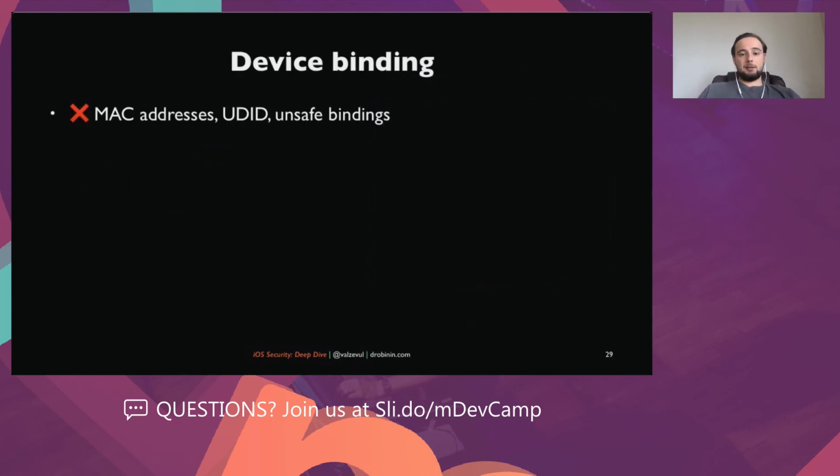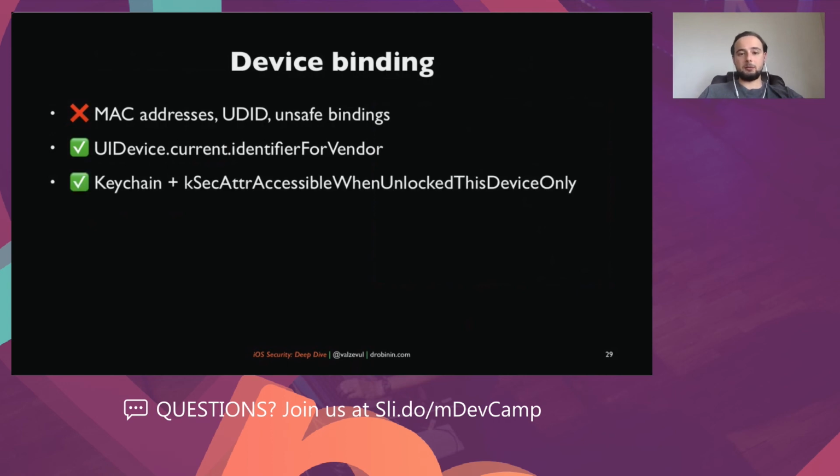Device binding is simpler. You cannot rely on the MAC addresses and unsafe bindings and the device ID, but you can use the identifier for vendor to do device binding. You can rely on the keychain by locking it to that device only. Or if you use Google services, they have the instance ID, which works in a similar way to the identifier for vendor, so can be used in the same way.